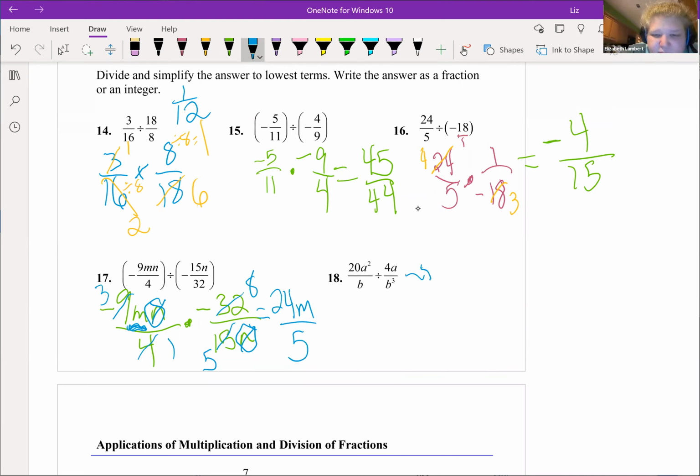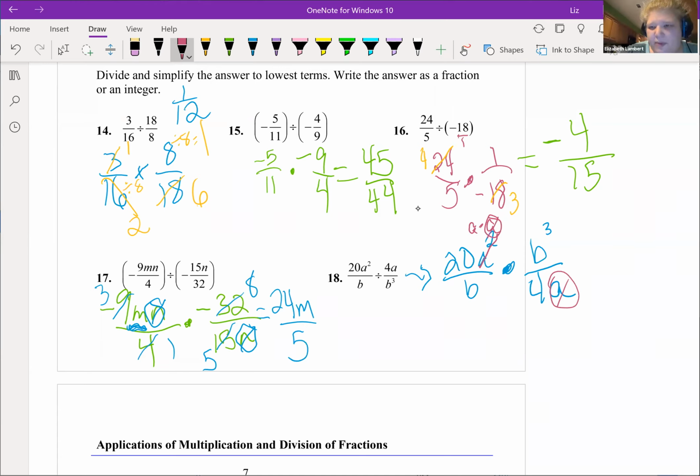All right, so keep the first one. 20a squared over b. Change the sign. And now b to the third over 4a. All right, so let's do some changing. So this a squared and this a on the bottom. A squared, I'm going to cross it off and write what it means, a times a. And I can cancel 1a with 1a, one from the top, one from the bottom. So that leaves us with 1a left over on top.